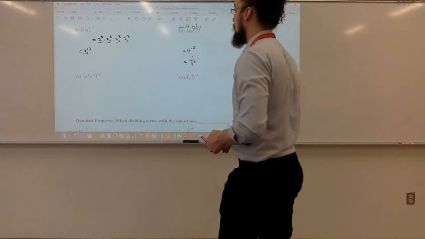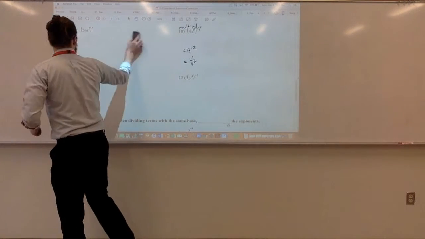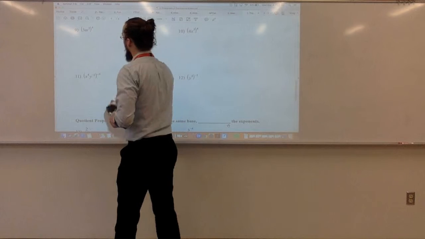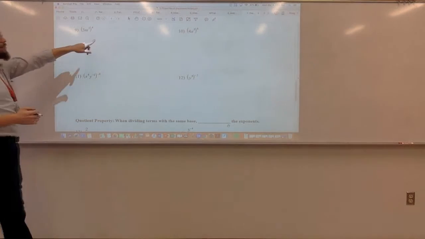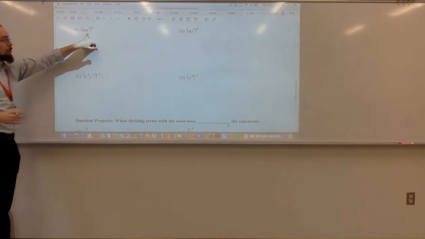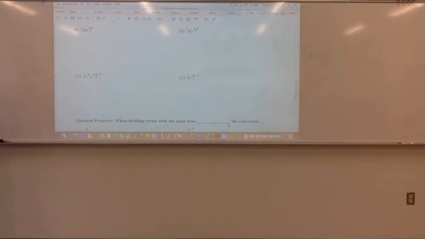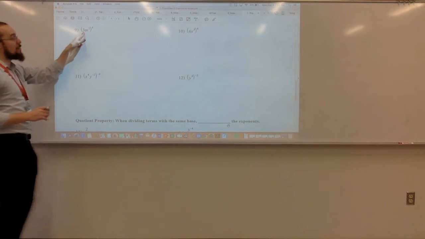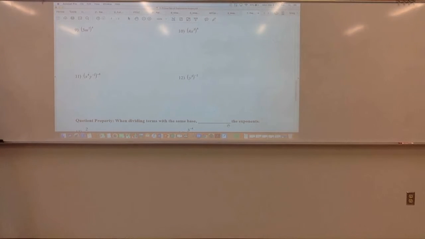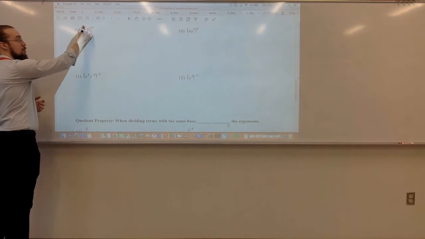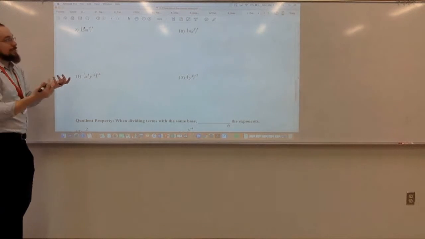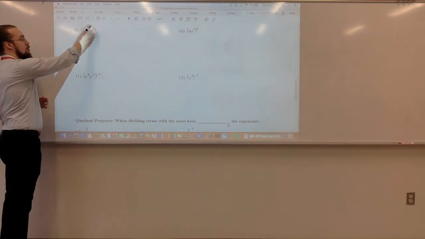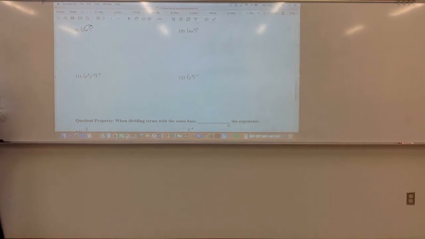Alright, let's throw in some variables now. The biggest mistake that I see people make on problems like this is they will only raise the variable to the exponent. I need to raise everything inside of the parentheses to the exponent. So I need to think about this: 3 is 3 to the first. It's like distributing. I'm going to distribute this fourth power to both of these things.